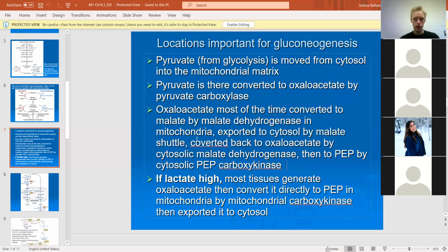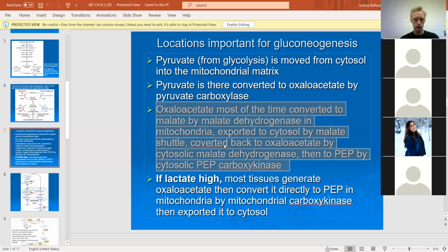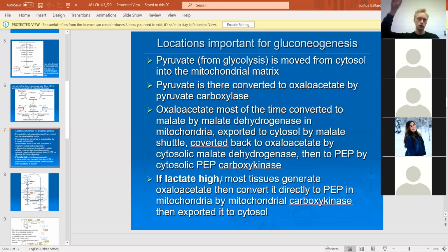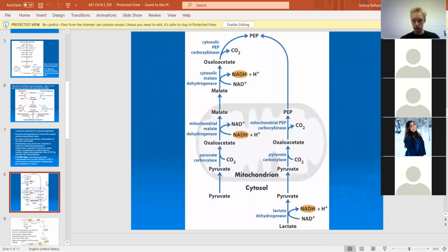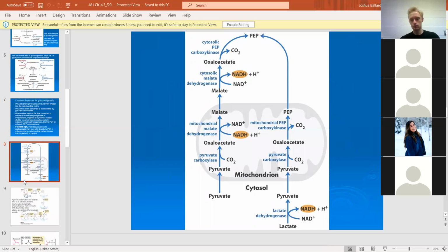This describes what's going on with the malate side of converting back to glucose. However, if lactate is high, then most tissues generate oxaloacetate, which is converted directly to PEP, or phosphoenolpyruvate, in the mitochondria by the carboxykinase, and then exported to the cytosol. So that's a whole lot of words. I like visuals. Visuals help me better understand what's going on.